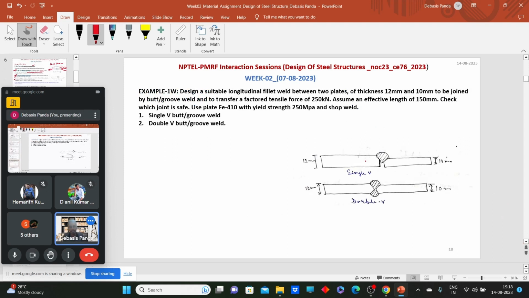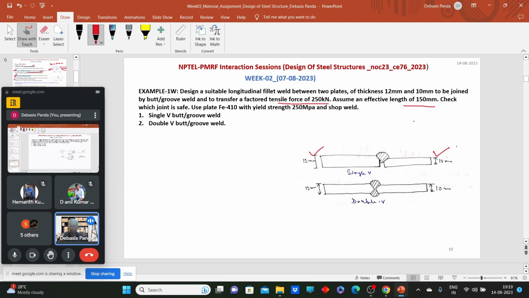Now let's quickly solve this example. This is a very simple example. What this example says: we have two joints. We design a suitable longitudinal fillet weld between two plates. We have two plates, one is 12 mm and one is 10 mm. Now these joints need to transfer a factored tensile force of 250 kilonewton. And what is provided? The effective length of the weld is provided. Now check which joint is safe.